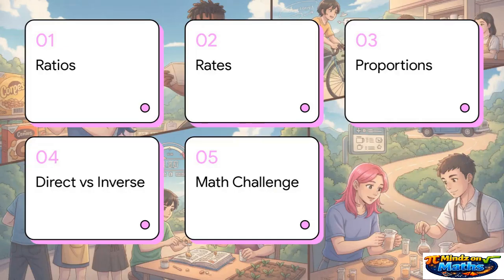All right, here's our roadmap for today. We're heading 5 stops. First, ratios, the comparison game. Second, rates, comparing different units. Third, proportions, 2 equal ratios. Fourth, direct versus inverse proportions. And finally, number 5, the ultimate math challenge.